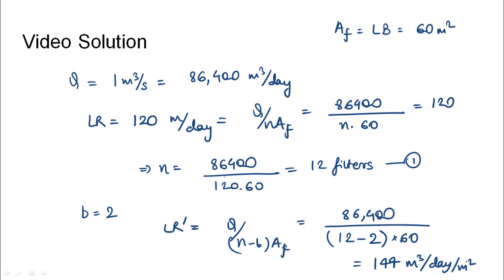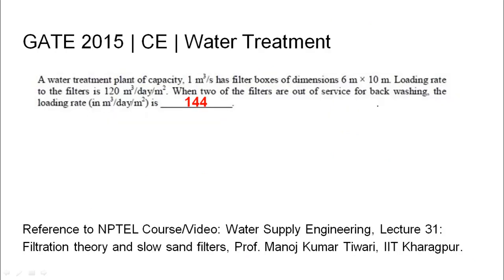So we can see that the loading rate on the filters has increased because two filters are out of service. So the loading rate when two filters are out of service for backwashing is 144 meter cube per day per square meter. The relevant NPTEL reference has been listed.